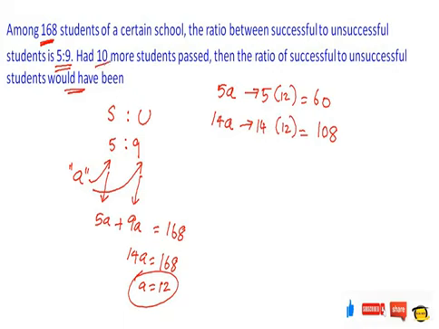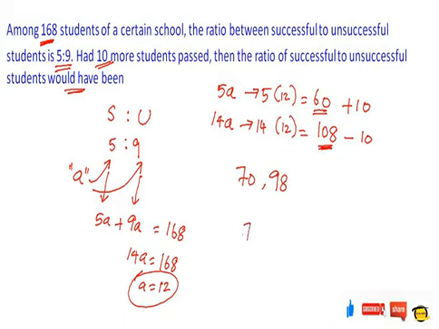Had 10 more students passed, what will be the ratio, right? So which means in this 60, we'll have to add 10 more students, and from this 108, we'll have to subtract 10 students, right? So the new number of students who have passed the exam is going to be 70, and the number of students who are unsuccessful is going to become 98, right?